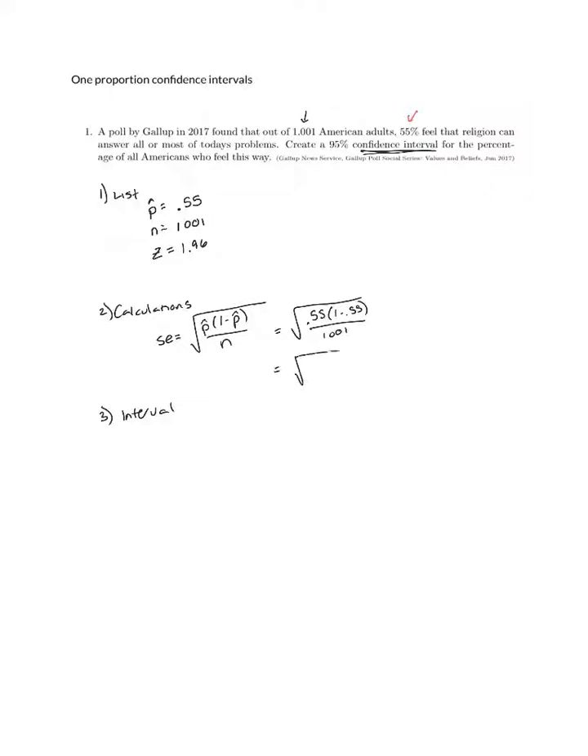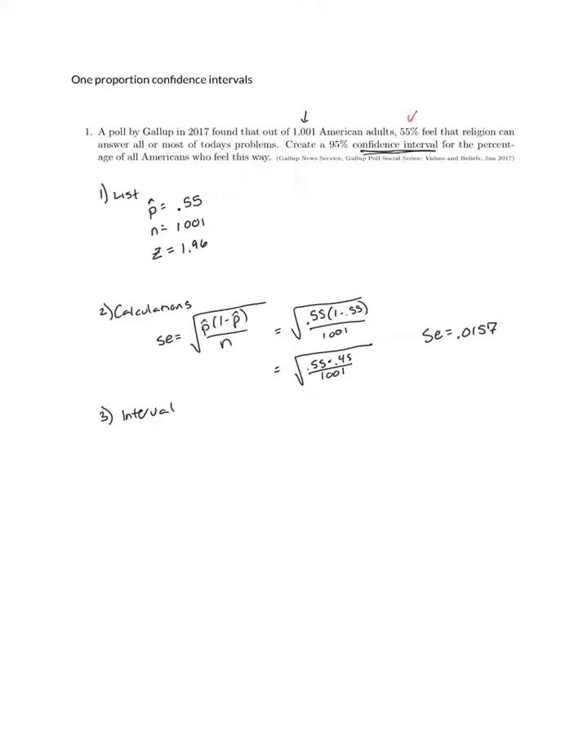If you know that you have problems plugging things into your calculator, it's always best to simplify this. So we'll have 0.55 times 0.45, by doing that subtraction, divided by 1,001. Now remember, when we find this number, as with any number we find with proportion problems, we're always going to keep 4 decimal places. So in this case, SE is going to give me 0.0157. That is, I'm estimating my standard deviation is right around 1.57%.